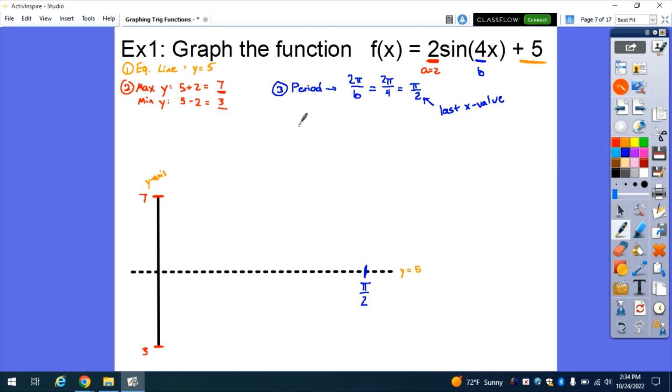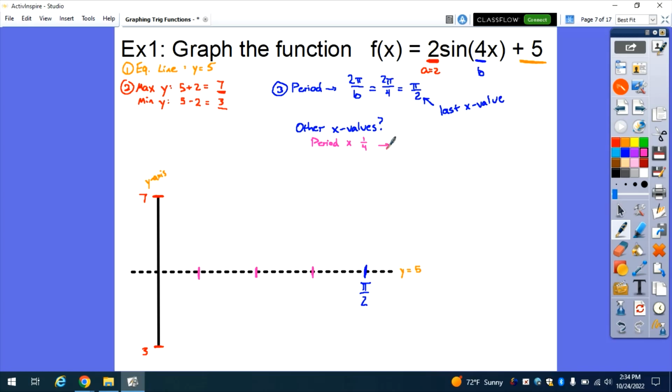Now, what about our other x values? To find them, it's actually a pretty straightforward thing. You take the period and you multiply it by 1/4. We're going to divide this line into 4 equal pieces. So to do that, we multiply the period by 1/4. Doing so, we'll divide this into 4 equal chunks. See? 1, 2, 3, 4.